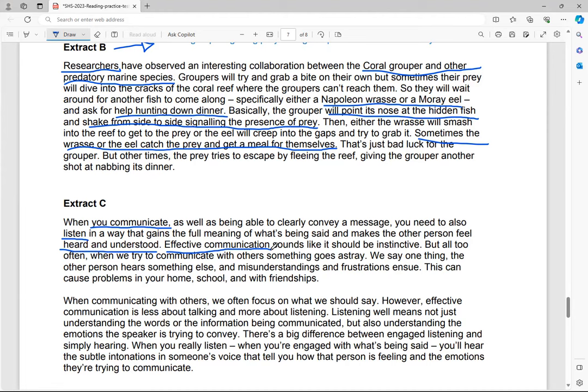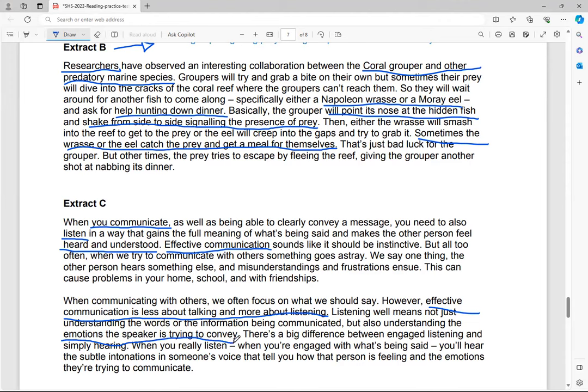When communicating with others, we often focus on what we should say. However, effective communication is less about talking and more about listening. Oh, I'm so sorry about how wonky the line is. All right, so let's try again. Effective communication is less about talking and more about listening. Listening well means not just understanding the words or the information being communicated, but also understanding the emotions the speaker is trying to convey.